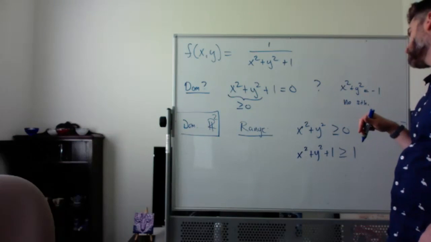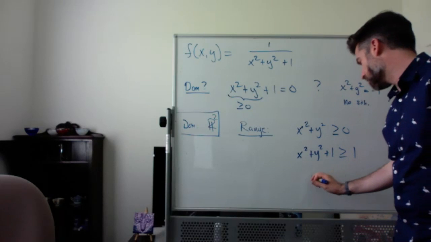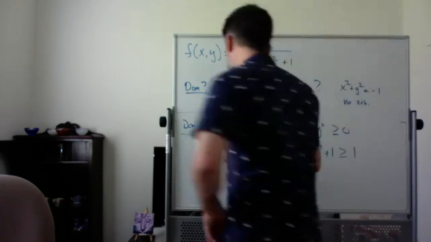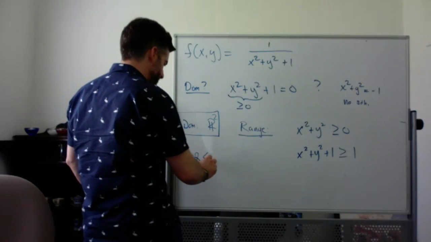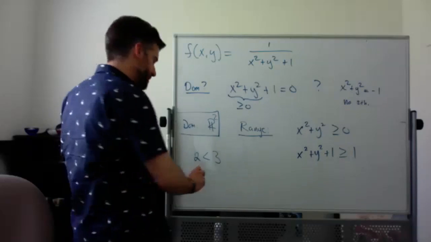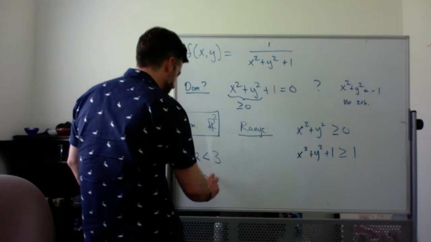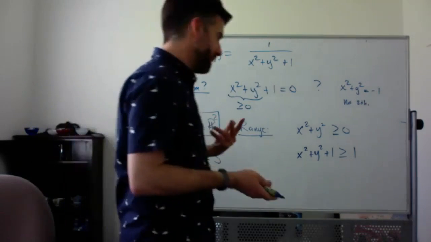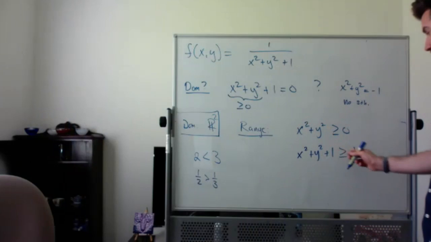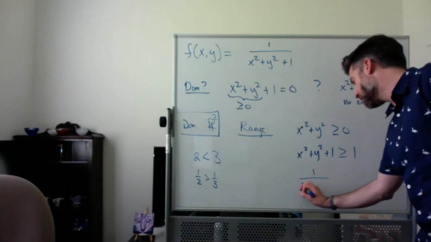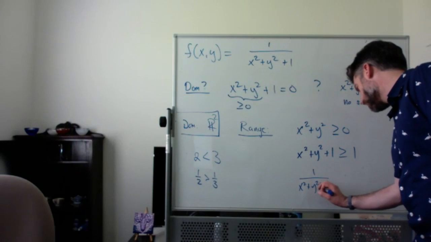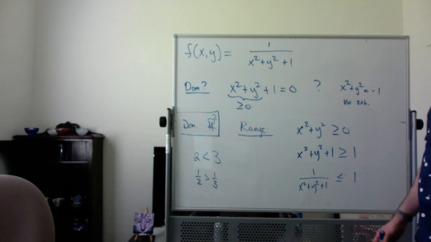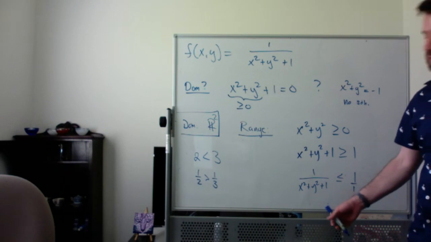So here's the thing. When you take the reciprocal of numbers, the inequality order changes, right? I know that 2 is less than 3, but if you take the reciprocal of both sides, 1/2 is bigger than 1/3. So whenever you do reciprocals of things and inequalities, you have to change the direction. So 1 over x squared plus y squared plus 1 is less than or equal to, sorry, 1 over 1, which is still 1.